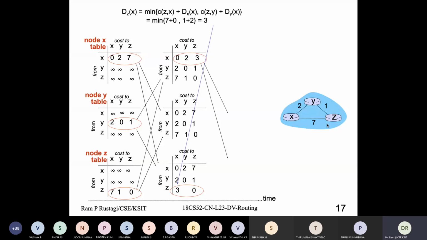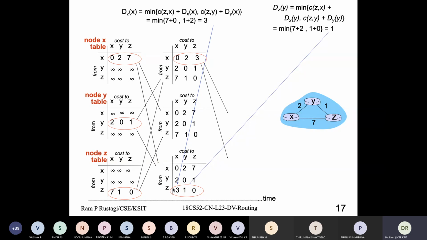Similarly, z to y. There are two neighbors, x and y. So you look at cost of z to x, which is 7, and estimate of x to y, which is 2, so 7 plus 2. And then you look at cost z to y, which is 1, and estimate of y to y, which is 0. So 1 plus 0, so the minimum is 1. You update this, and this becomes 1.